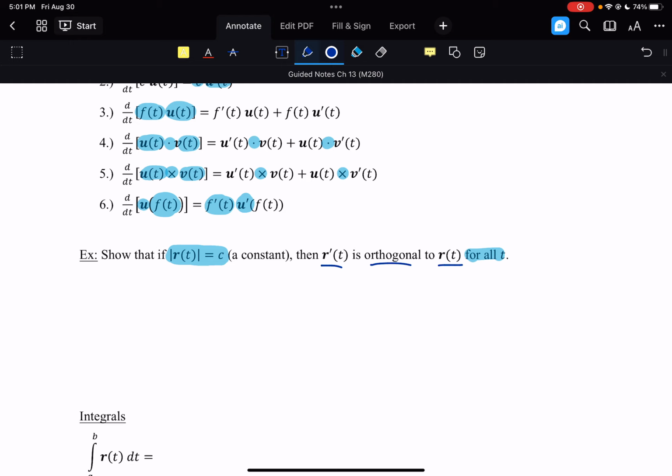All right, so first thing I want to take a look at, we know, or I should say, we assume the length of r of t is equal to c.